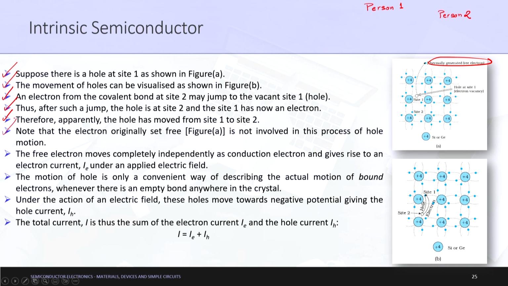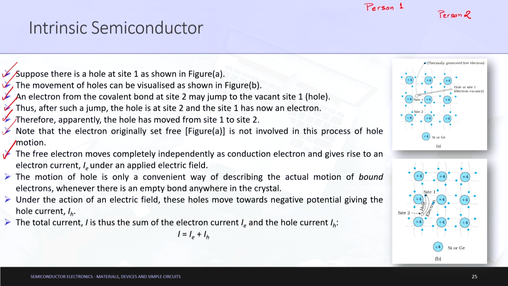The free electron moves completely independent as a conduction electron and gives rise to an electric current IE under an applied electric field. So if there is an applied electric field, then there will be a conduction of electricity due to this free moving electron. The amount of current produced is nothing but IE here. The motion of hole is only a convenient way of describing the actual motion of bound electrons whenever there is an empty bond anywhere in the crystal.